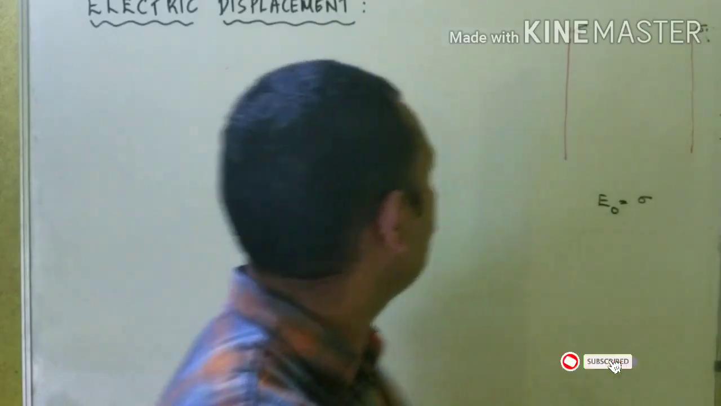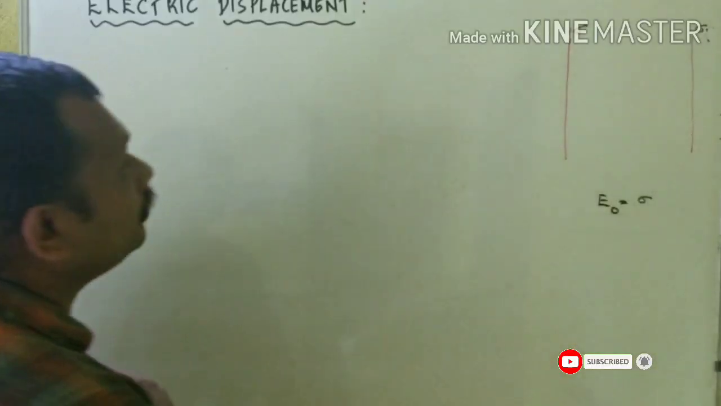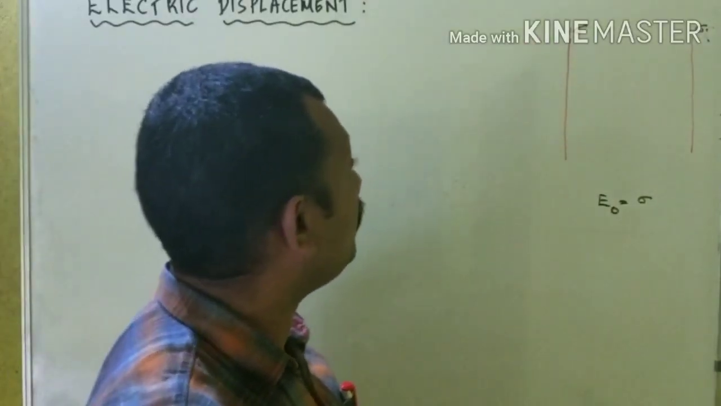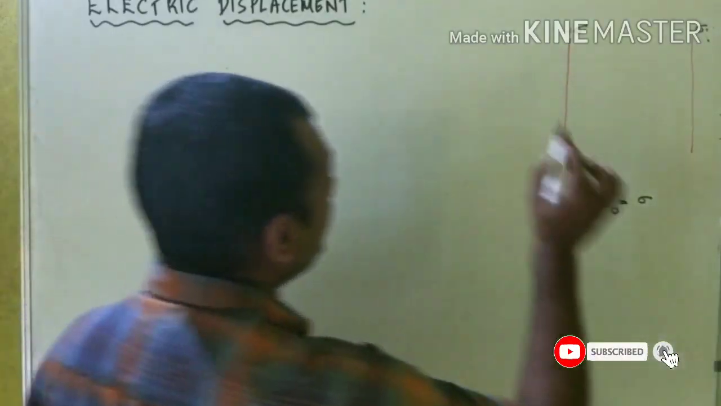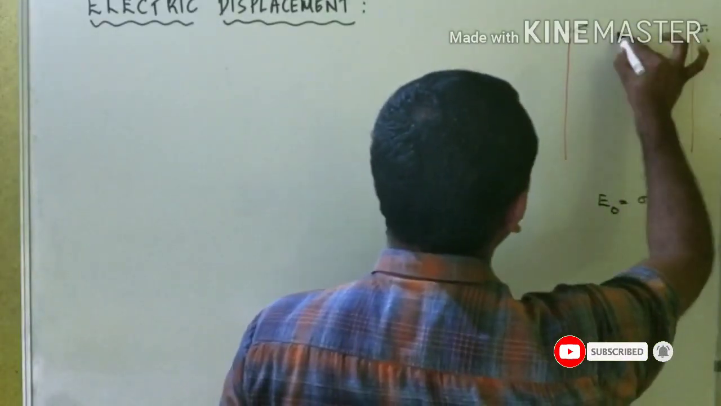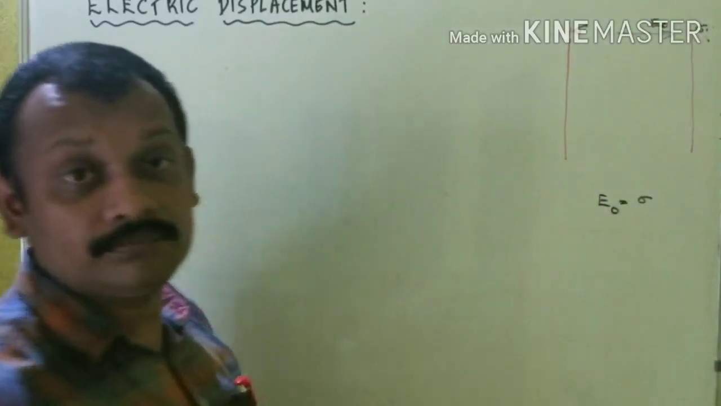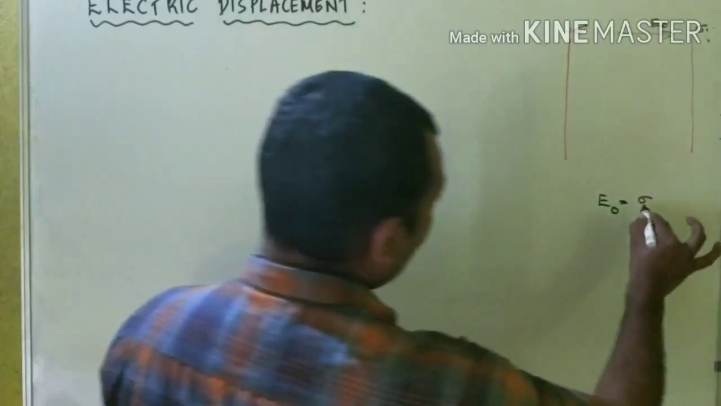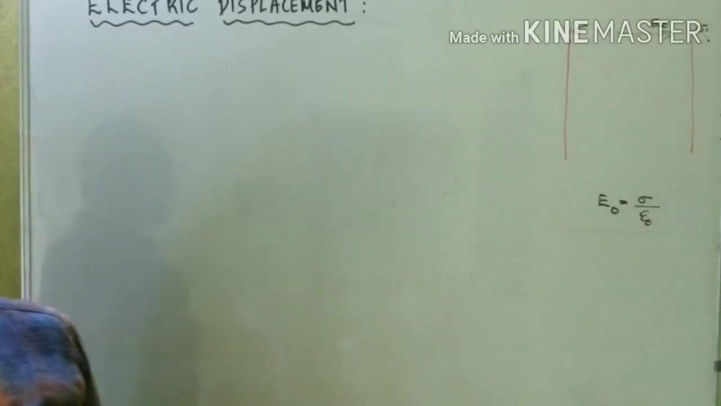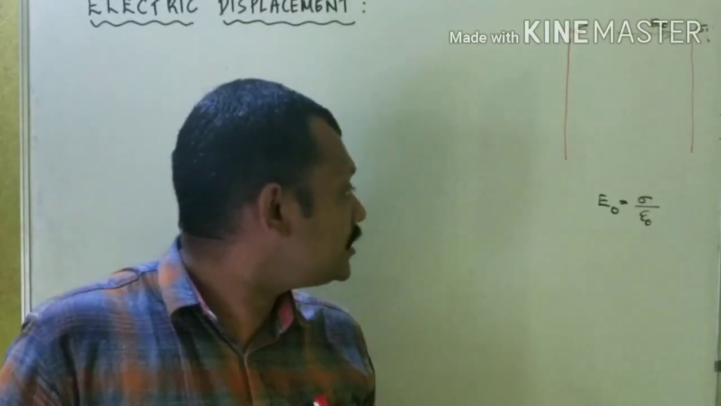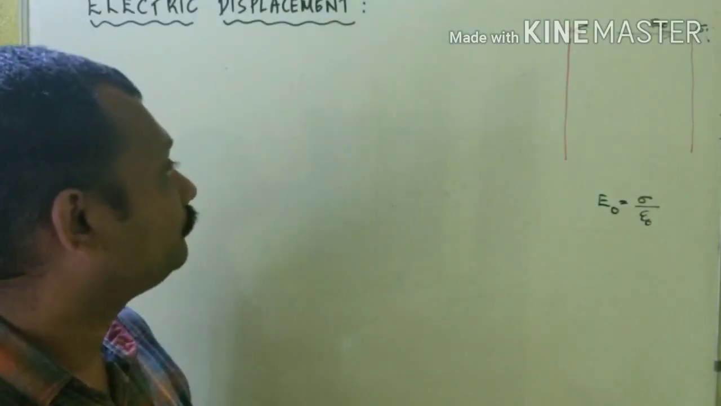Let us consider two charged plates. The charge on the first plate is plus sigma. The charge on the next plate is minus sigma. If E0 is the electrostatic field between these two plates, what is the value of E0? The value of E0 is going to be sigma divided by epsilon 0. It's a well-known idea for you, I suppose. E0 is equal to sigma divided by epsilon 0.